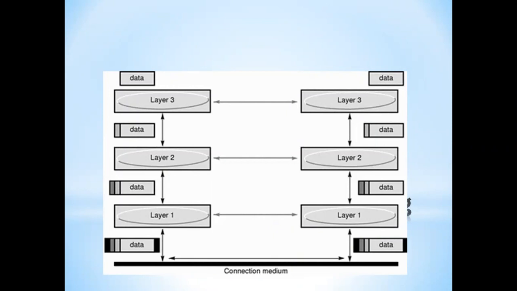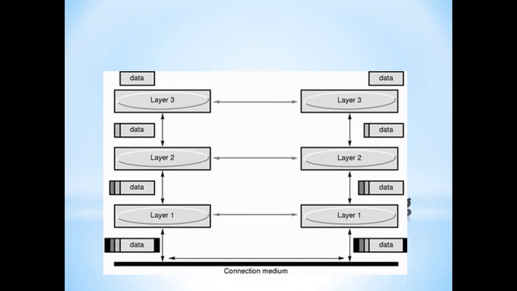Most networks are organized in the form of a series of layers or levels, as shown in the figure. To reduce the design complexity, layered architecture is used. The number of layers, the name of each layer, the content of each layer, and the function of each layer differ from network to network. The purpose of each layer is to offer certain services to the higher layer.